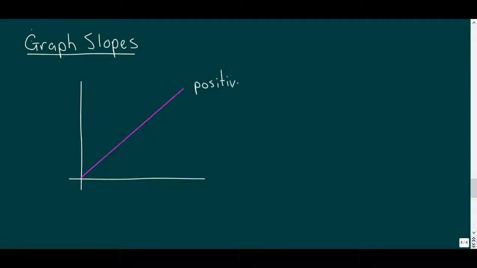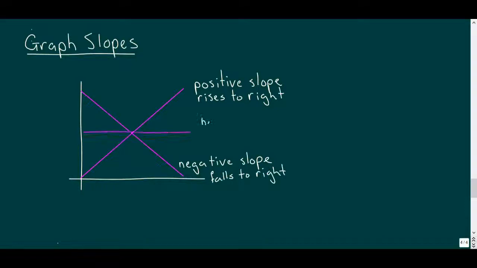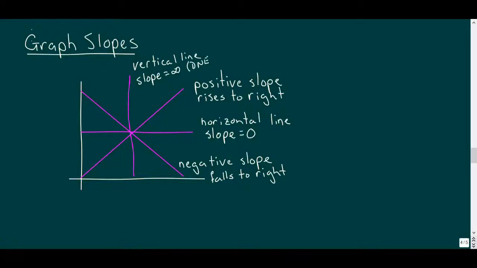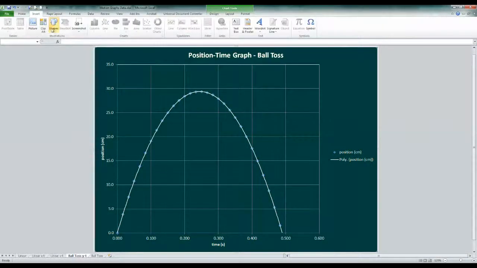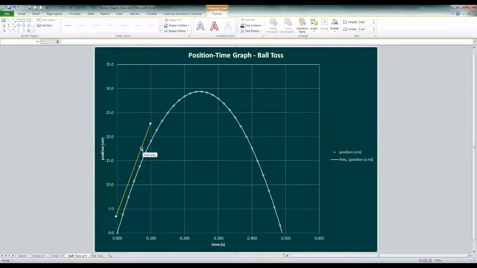Again, looking back to math class, recall that a line that rises to the right has a positive slope, while a line that falls to the right has a negative slope, and a horizontal line has a slope of 0. Now technically, a vertical line has an infinite slope, and physically this can't exist. Now to analyze slope on a graph, we need a straight line. So we'll draw one that touches our plot at one point and runs parallel to the curve at that point. This is called a tangent.